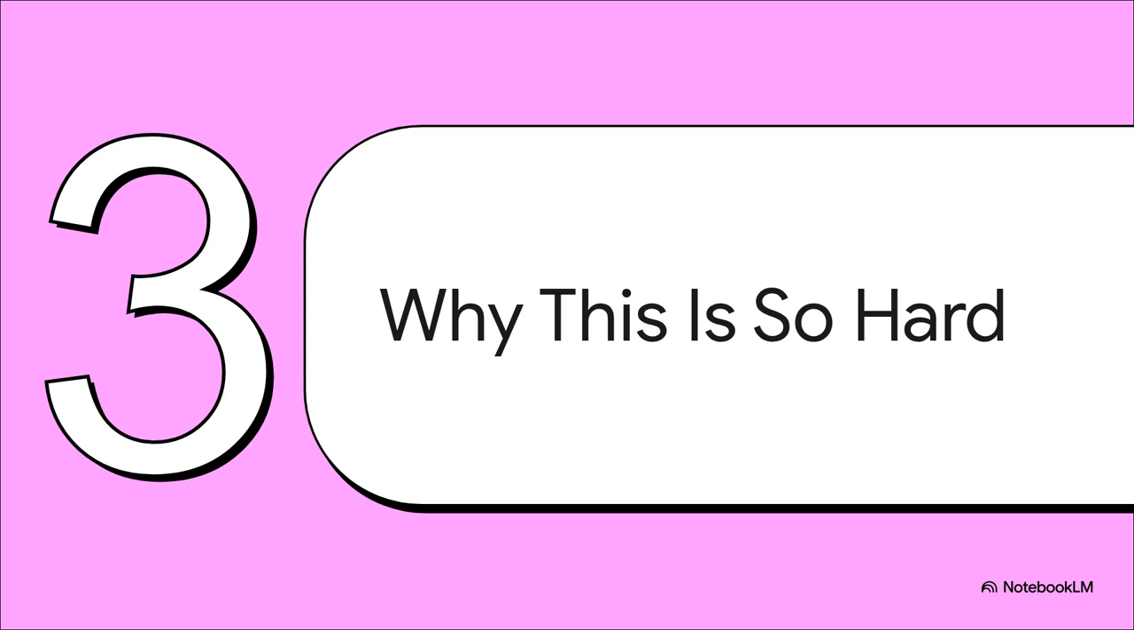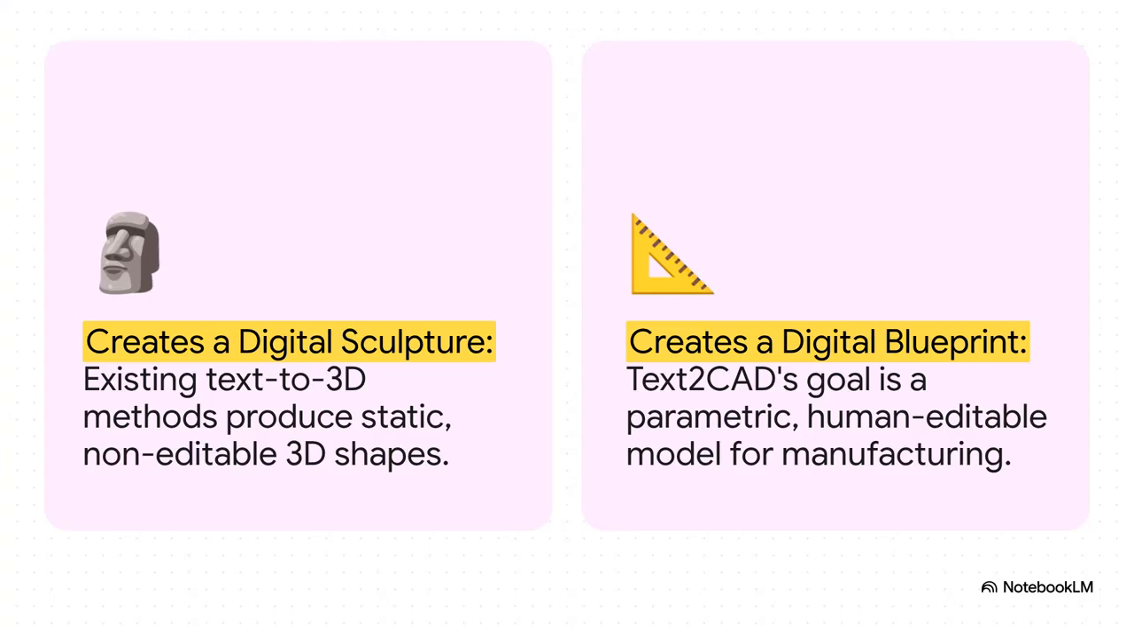But okay, if it's such a fantastic idea, why hasn't someone done it already? This is where we hit the core challenge, and where we really separate the dream from the tough reality. And right here, this is the crucial difference. We've already got AI that can make what you might call digital sculptures. They're basically static 3D images that you can't really edit. But Text-to-CAD is aiming for something totally different, a digital blueprint. It's like the difference between having a photograph of a car and having the actual engineering schematics you need to build the car. It's a whole other level.